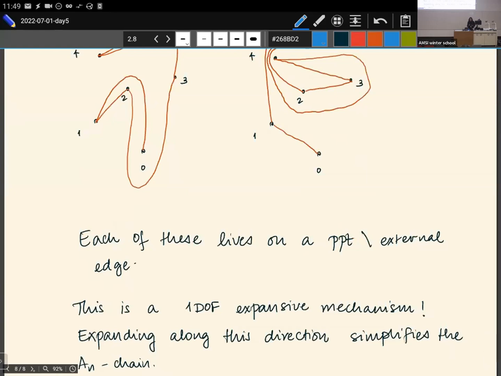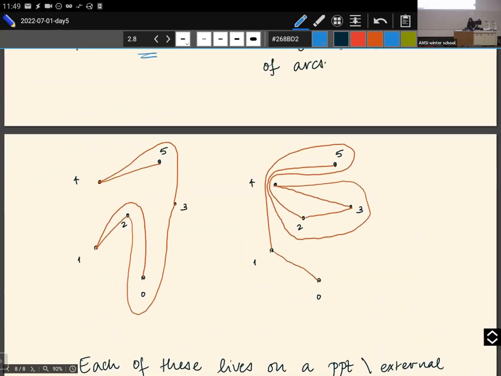And we've seen, because of the rigidity stuff, that PPTs minus external edges have a 1 degree of freedom expansively. So now what you can do is take one of these gadgets, you have a degree of freedom that expands your gadget, and so you expand it. And as you do this, it's going to unwind this chain of arcs.